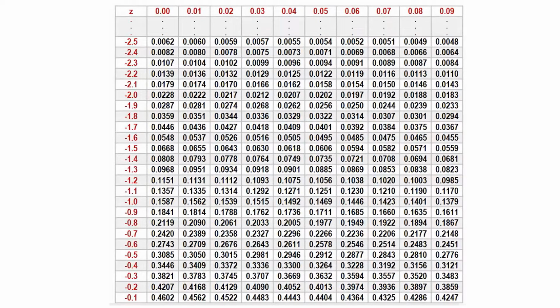So how did we find z equal to negative 1? Looking at the negative z table, look at the first column, negative 1.0, and the first row, which is 0.00. The intersection is equal to 0.1587. That is how you use the z table.